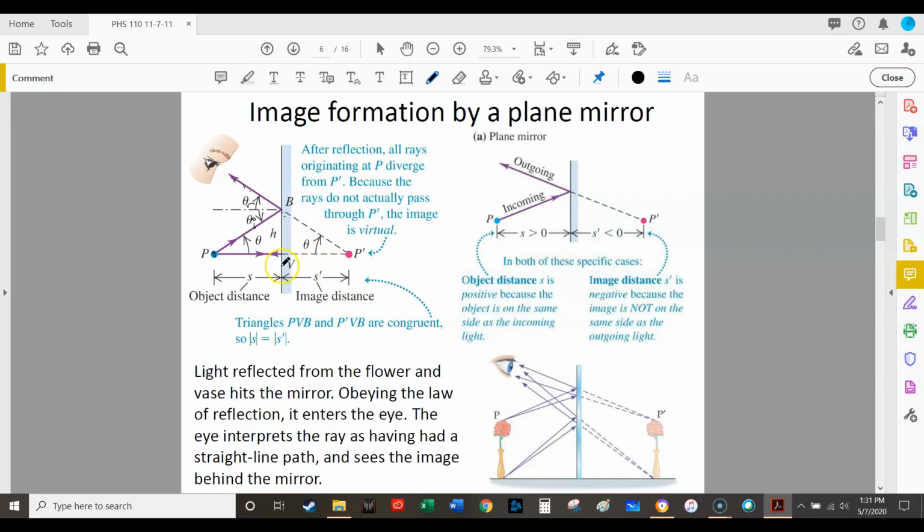Well, it's interesting that what is happening here is that the object distance is s, which is measured from where the object is directly to the reflective surface, and the image distance is from the interface or reflective surface to where the image is along a straight line.